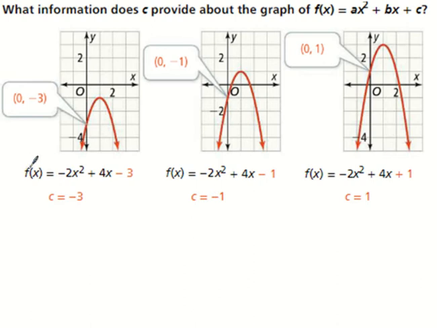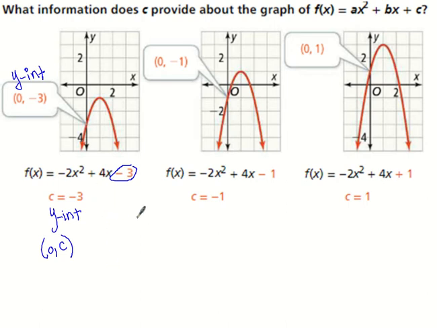The first function says f of x equals negative 2x squared plus 4x minus 3. And if we look, the 3 is negative. So c equals negative 3. And what that's going to give us is our y-intercept of 0, negative 3. And if we look on the graph, there it is. So the c gives us a y-intercept where it will be (0, c).